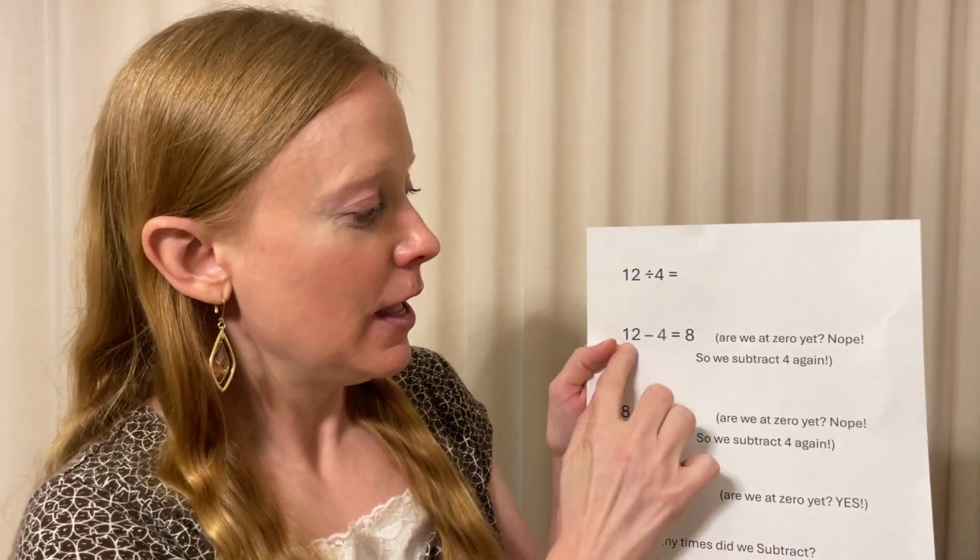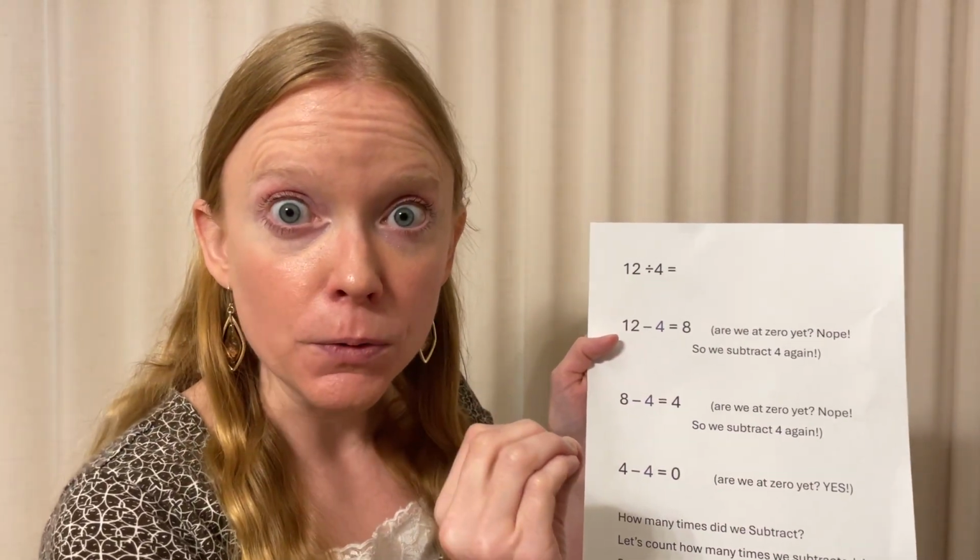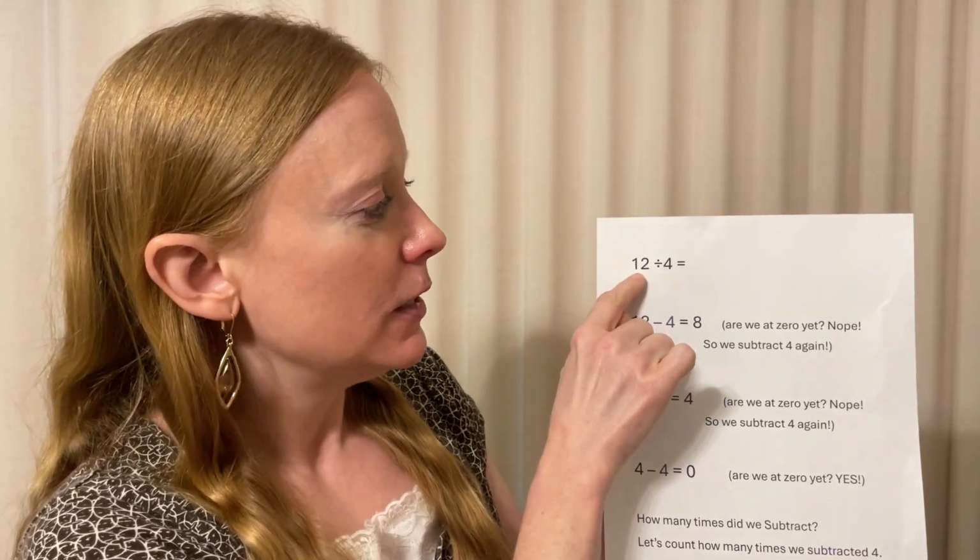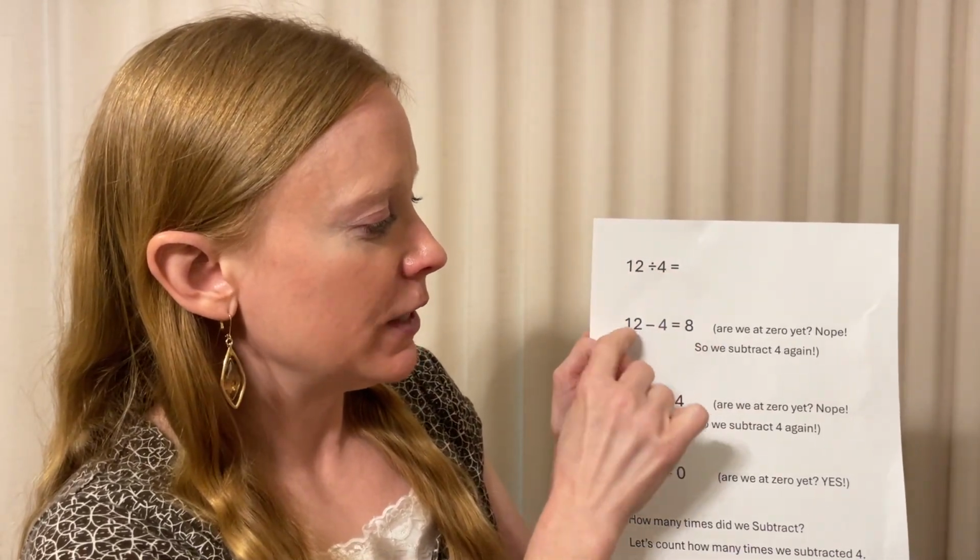So take a look at the example. I wrote it here so that we can see it. 12 divided by 4 equals. And we know the answer is 3, but watch how they did it in this example on the concept teaching. Instead of dividing, we're going to subtract, and we're going to subtract the divisor over and over until we reach 0, the origin. Ready? Instead of saying 12 divided by 4, we're going to say 12 minus 4 equals 8. Are we at 0 yet? No.